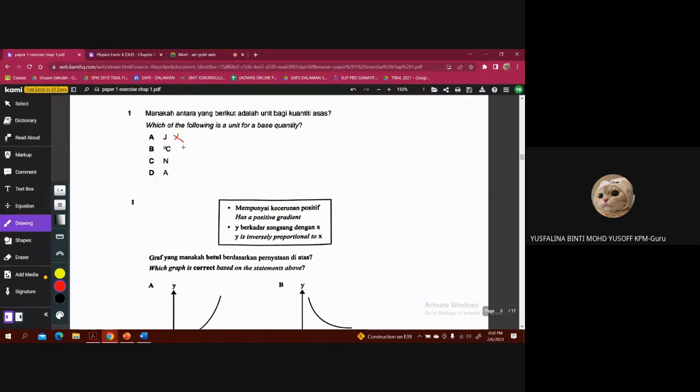Okay, this one is for the temperature, but that is not the base quantity. The base unit for temperature is Kelvin, right? So this one is wrong. N is Newton. No, Newton comes from F equals ma, so that is also a derived quantity, not a base. And this is A. A is actually the ampere, which comes from the current. So the answer is D.